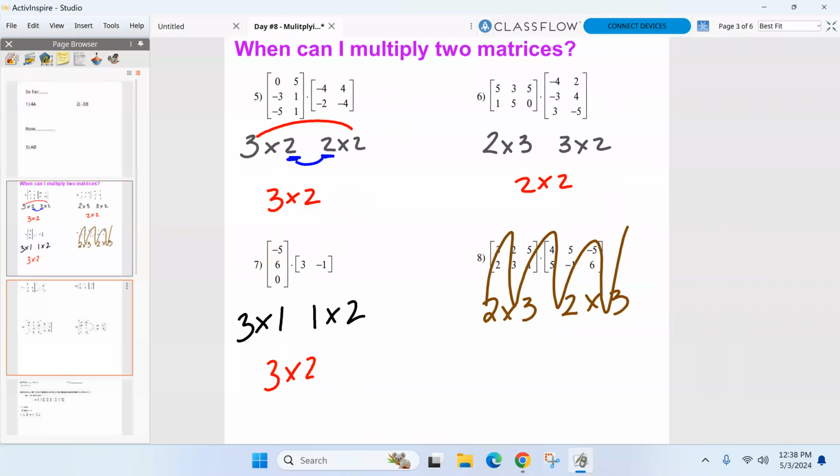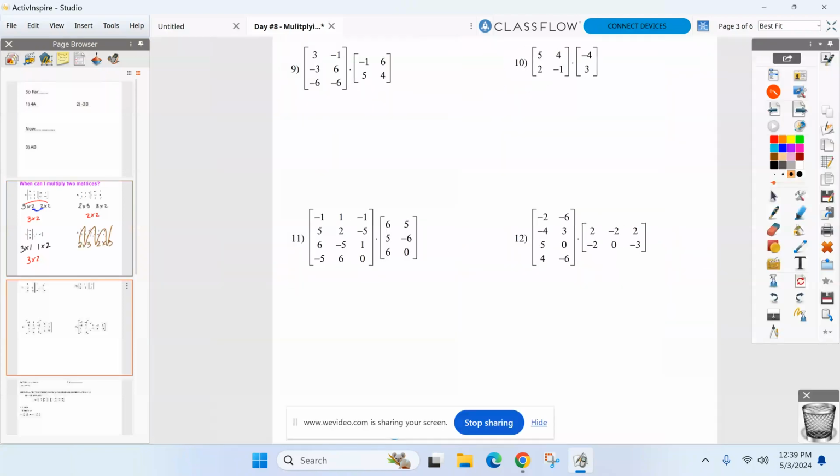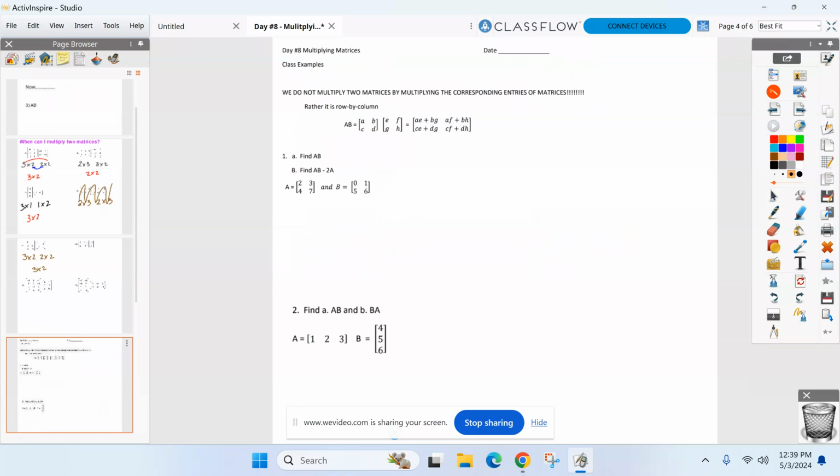What do you say? Actually, what do I have? A couple more here. All right, good. How big do we got here? 3 by 2 with a 2 by 2. We're going to be able to multiply, with a 3 by 2 answer. Everyone good? I don't need to go over the other 3. Because I really want to focus on how to actually multiply. So let's go to your notes now.